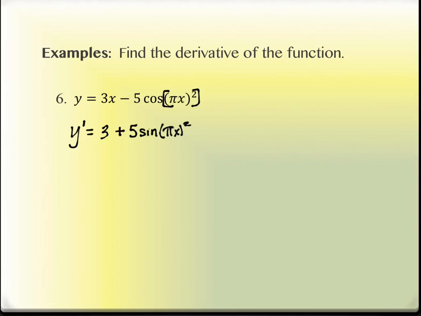Now I'm ready for the pi x squared part. Okay, I've got a squared. So what do I do with the squared? Bring it down to a 2. I rewrite my pi x, right? It's the part in parentheses, and decrease my power of 2 by 1. So I have a power of 1. And then I would have the derivative of pi x. We saw that one in a couple problems ago. What's the derivative of pi x? Pi.